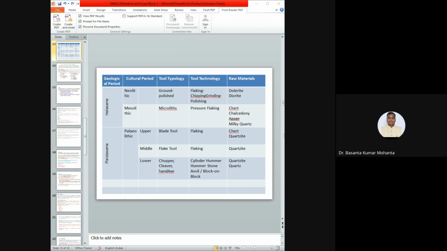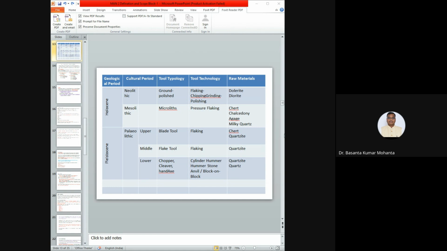So at the beginning, it was John Lubbock, the British archaeologist. He divided this Stone Age culture into two divisions, that is Paleolithic and Neolithic.